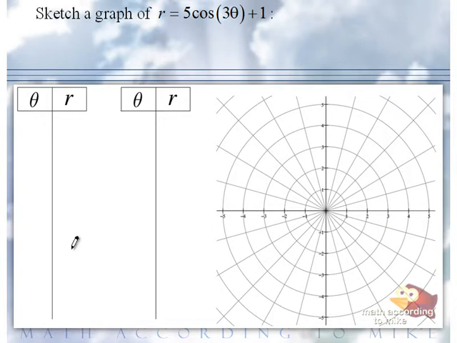Okay. Sketch a graph of r equals 5 cosine of 3 theta plus 1. Oh my gosh, I don't even know what this is going to look like. I just made this up.